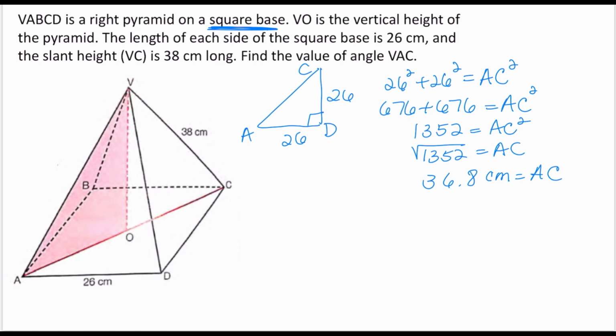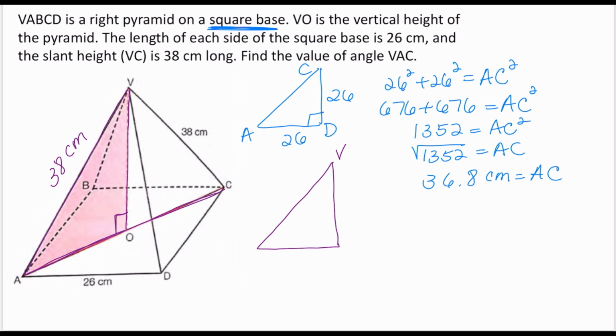Okay, so now we're going to be able to use this information that I have. I know that AC is going to be 36.8. Here I have VO, which is a right angle because it's the vertical height made with the base. And I know that VA has to be exactly the same as 38 centimeters, which is VC, just like VD. They're all going to be 38 centimeters. And I now can use one of the trig ratios to figure out by working with this right triangle.